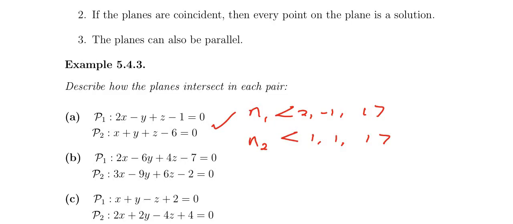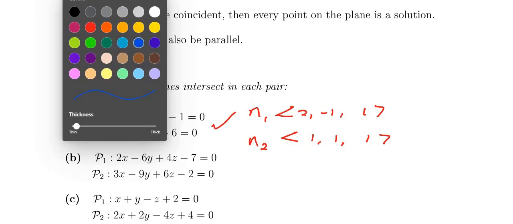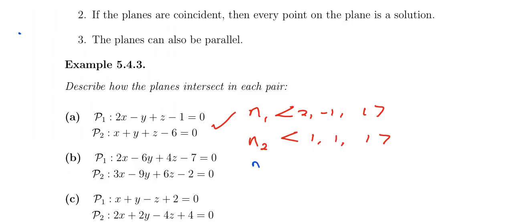So maybe this one that will be different will make sense. So the normal vectors here are what? We're going to pick, let me use blue, the coefficients. The first normal vector is 2, -6, and -7. Then the second normal vector is 3, -9, and a 6. Oh, this has to be this, sorry. This is 4, right? So it's 2, -6, and a 4. Then we have 3, -9, and a 6.